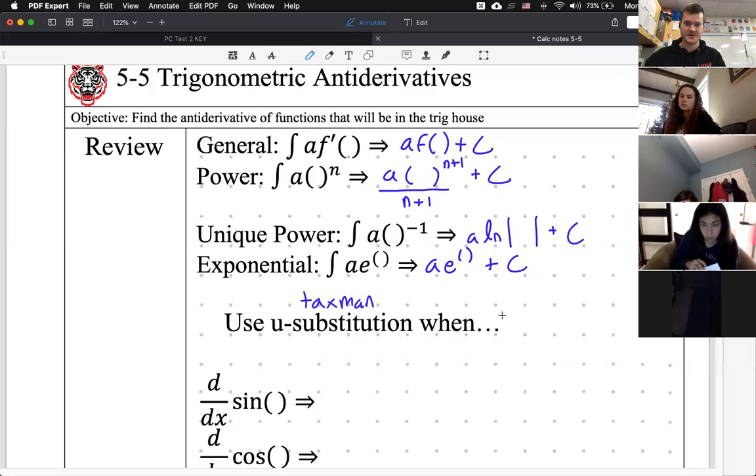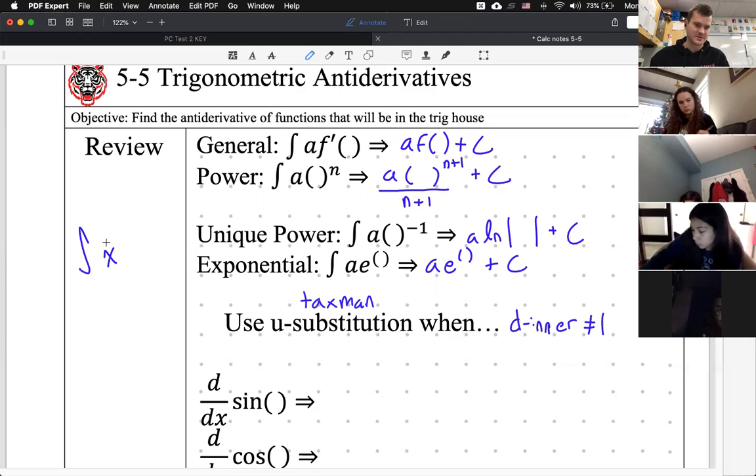It's whenever the derivative of the inner is not equal to 1. In the basic case of the antiderivative of x, the inner is x, therefore d inner is 1, so I didn't need taxman. But for something like the antiderivative of 2x to the power of 2, the inner is 2x and the derivative of that is 2. I have to use taxman for this type of problem.